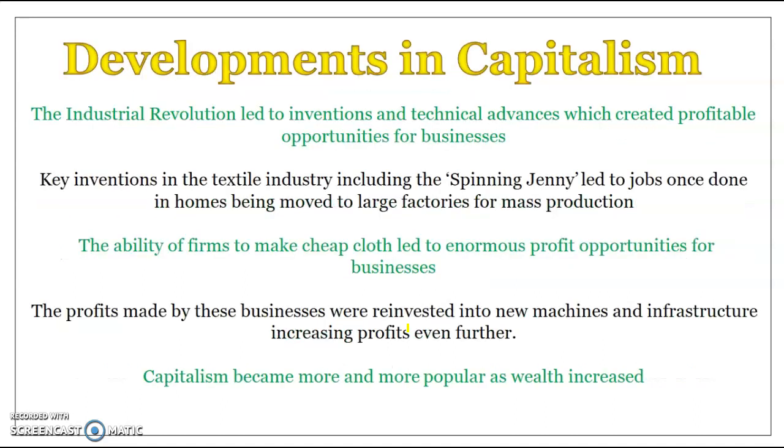So developments in capitalism during the Industrial Revolution, there were technological advances and inventions which allowed businesses to produce on a mass scale. That's the key thing here. The Industrial Revolution allowed for production on a mass scale. So things like the spinning jenny allowed businesses to produce products in a quarter of the time, so they could mass produce, and then make profits by selling them to the rest of the world.